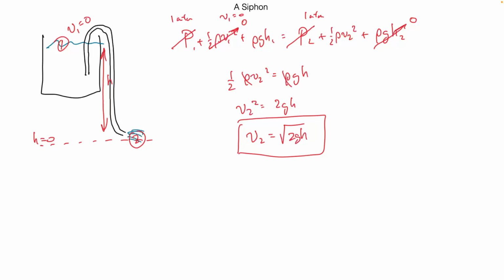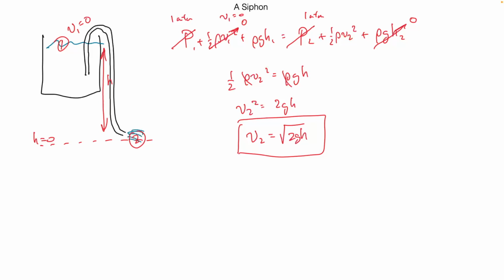It's everywhere. It's following you. You can't escape. When you don't know what you're doing, what answer do you give? Square root of 2gh.